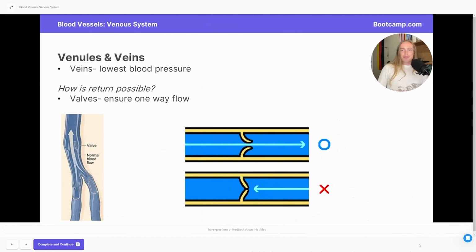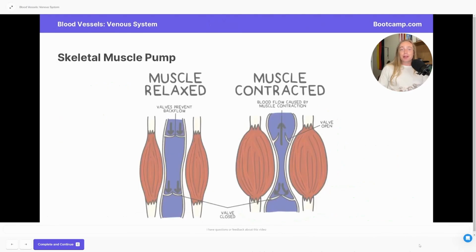So while these valves are really useful at preventing backflow, they don't really do anything to help propel the blood towards the heart. So how do you think that blood's going to get pushed back towards the heart? Great, so the venous system utilizes two different pumps to help push blood back towards the heart. The first of which is the skeletal muscle pump. As the name implies, this is going to be a pump that utilizes the skeletal muscles to push blood.